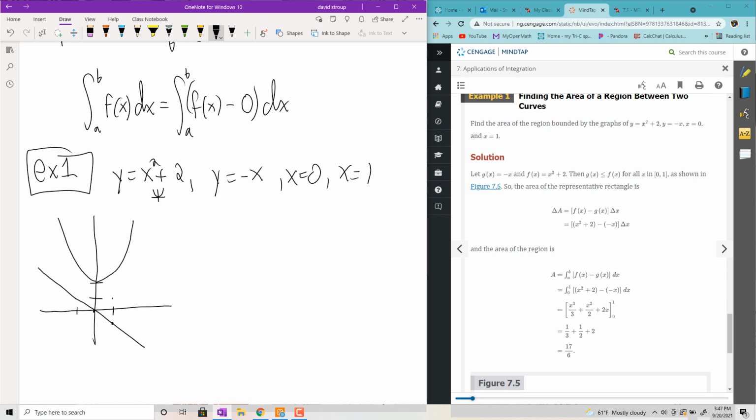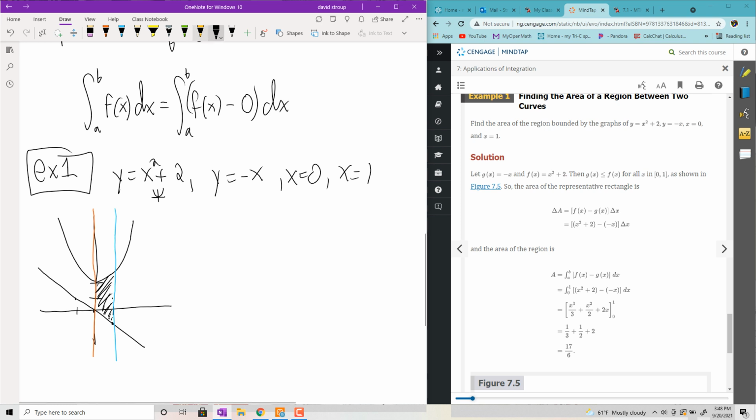Okay. x equals 0 is a vertical line. It's the y-axis. I'm drawing it in red. x equals 1 is a vertical line as well. I'll draw it in blue. And then we're trying to find the area enclosed by all those curves. It's a little tricky sometimes. In this case, it's kind of obvious. It's just this region here.